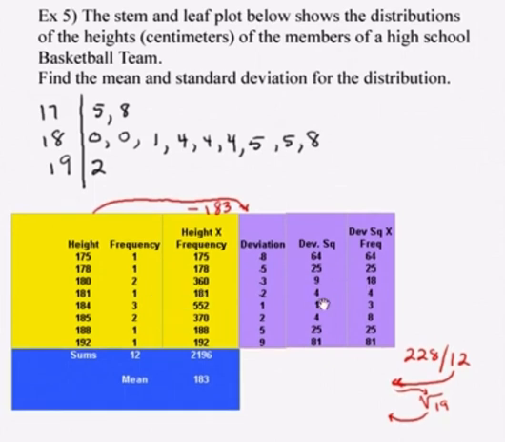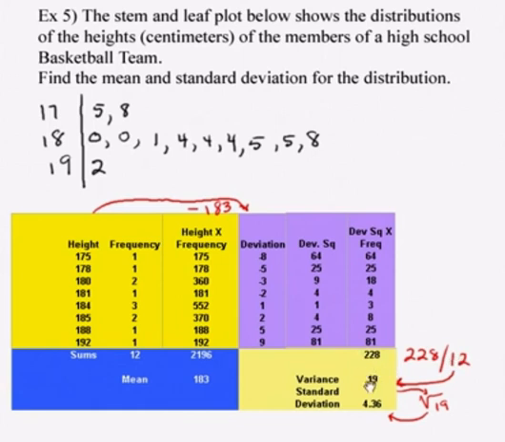4 times 1 is 4. 1 times 3 is 3. 4 times 2 is 8. 25 times 1 is 25. And 81 times 1 is 81. Next, if we find the sum of the deviation squared times the frequency, it's 228. Divide that by 12, because there are 12 heights we're dealing with, and our variance is 19.